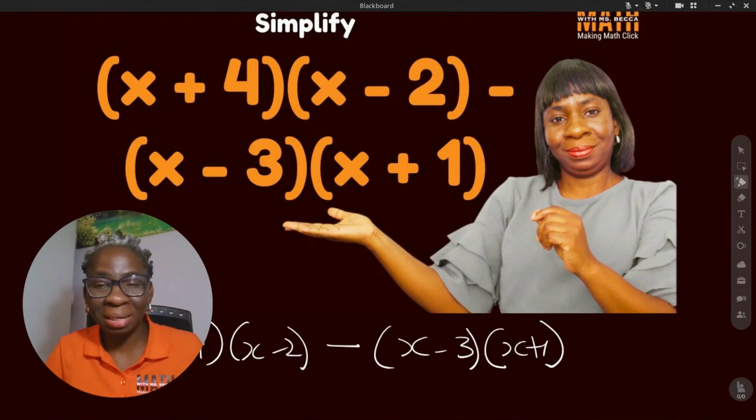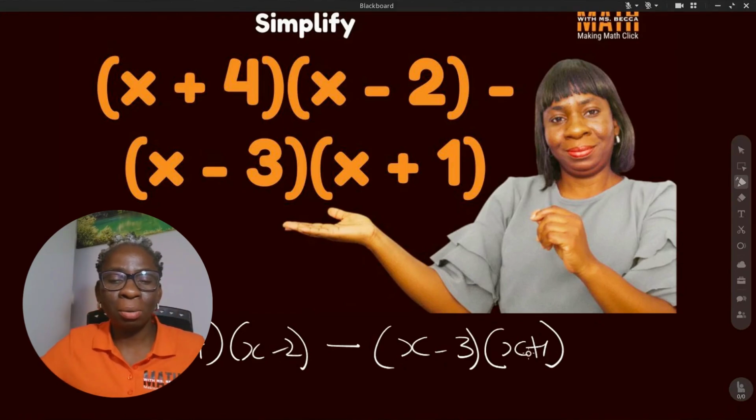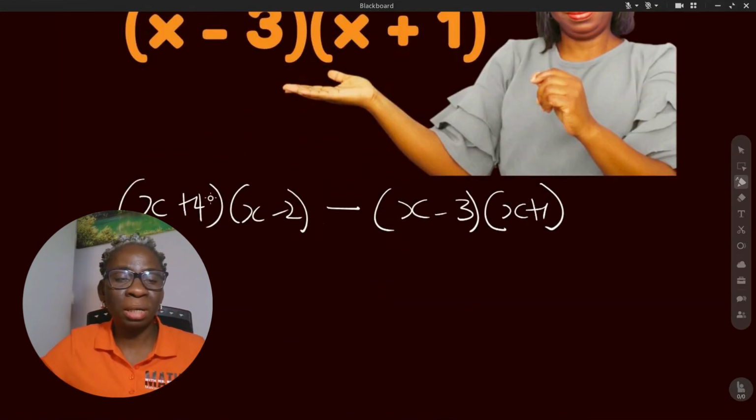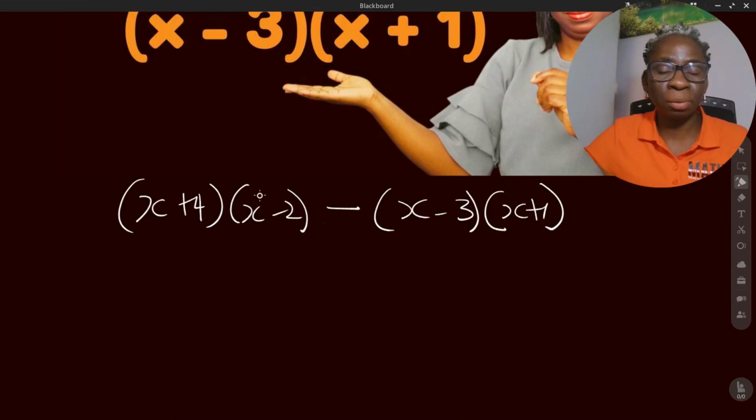How do we simplify this expression? Now, written out like this, we have multiplication between these two simpler expressions and then multiplication here. So we have to multiply this by this and then multiply this by this before we then subtract the result.